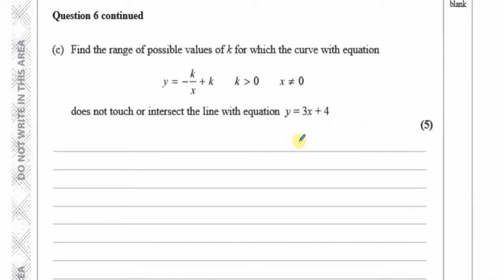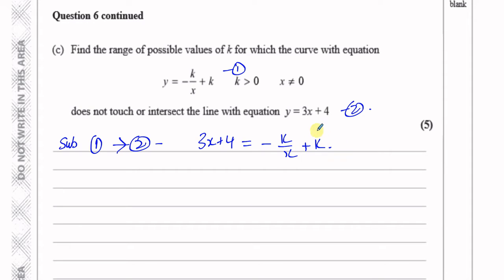The first thing is for me to use some sort of substitution. I'm going to replace the y in this equation. This is like equation 1 and this is equation 2. So I'm going to substitute equation 1 into equation 2. I'm going to take the y in equation 2 and replace it with 3x plus 4. So 3x plus 4 equals minus k over x plus k. A lot of people say you're equating the two, and that's kind of true because they're both in terms of y. But if one of them, for example, was x squared plus y squared equals something, then I'm not equating the two. I'm substituting the y value of one into the equation.